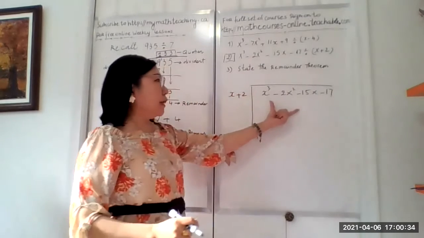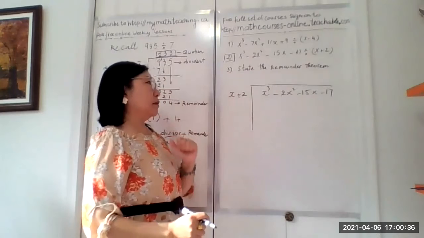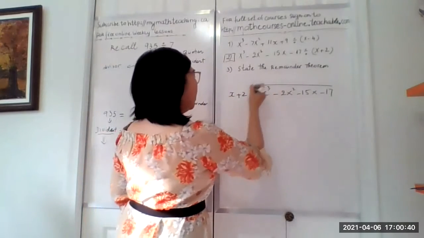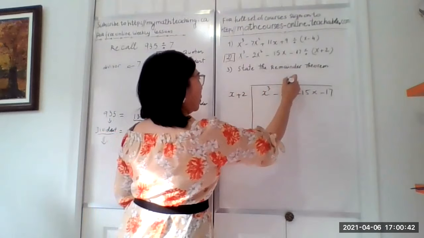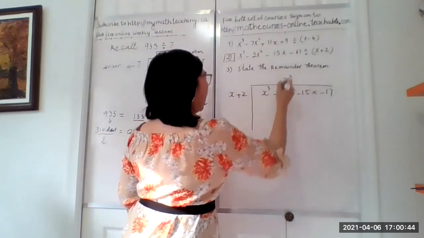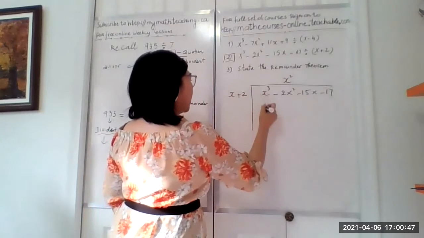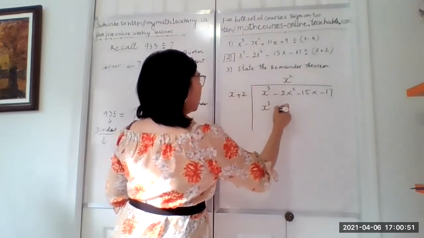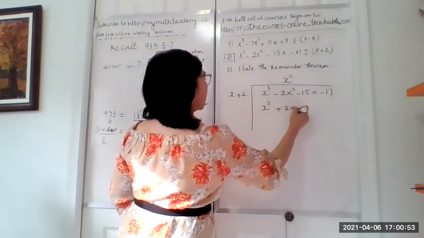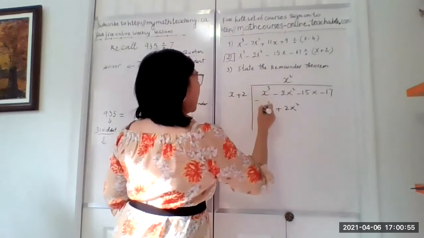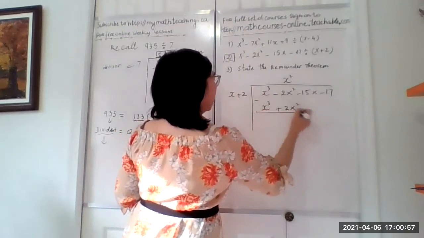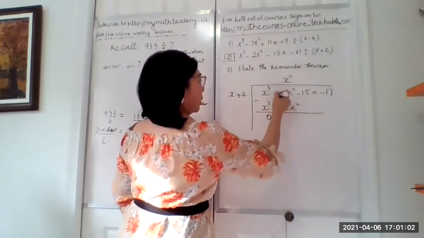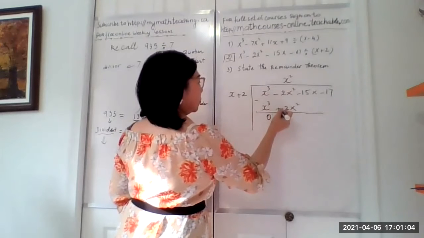So this is the dividend divided by the divisor. Let's see what the answer is. Find a number times x equals x cubed. Obviously, it will be x squared. x squared times x will be x to the power 3. x squared times 2 will be plus 2x squared. Subtract between them. This becomes 0 minus 2.